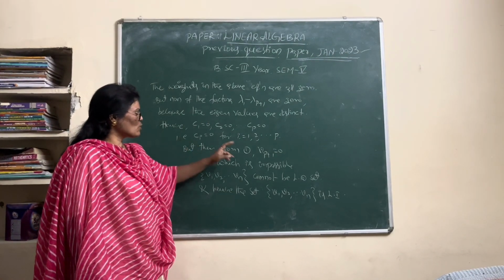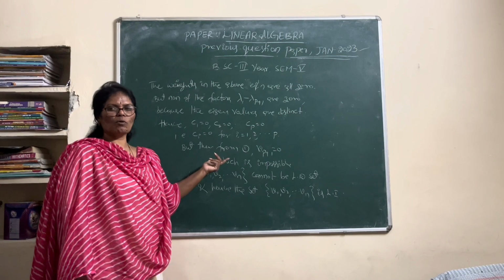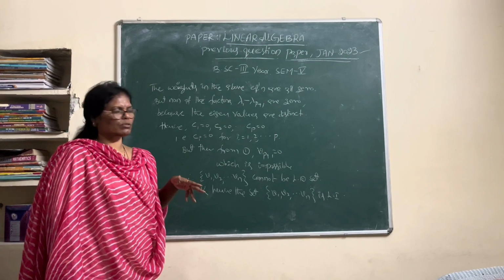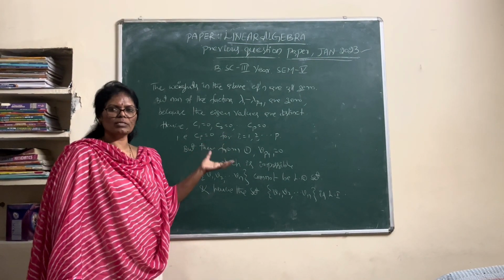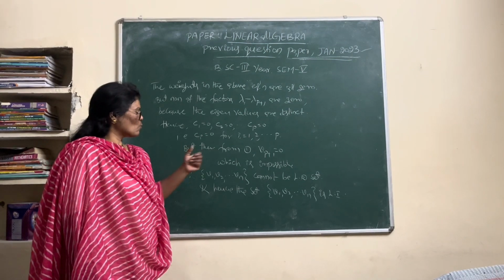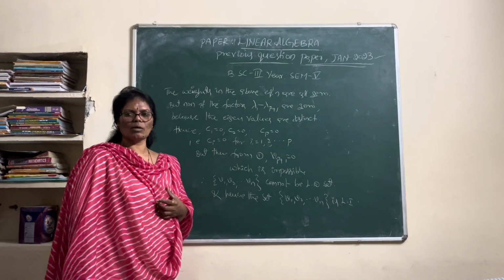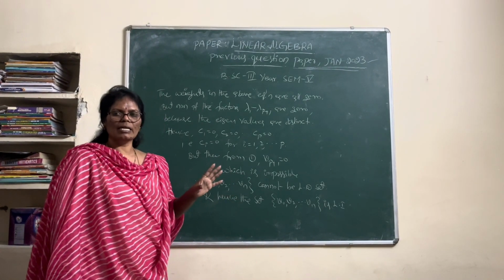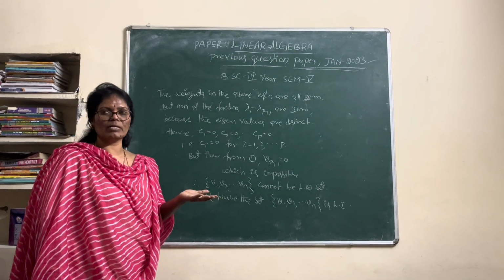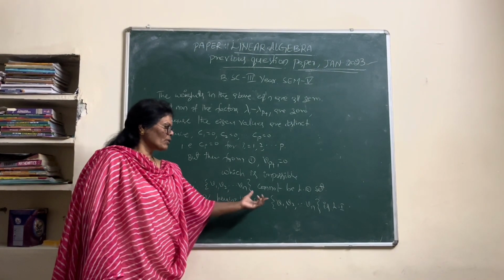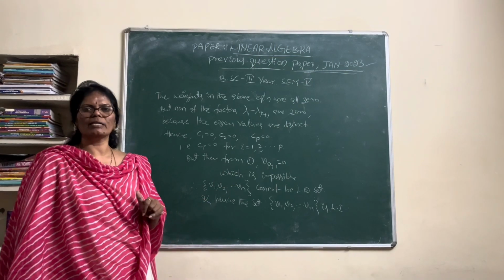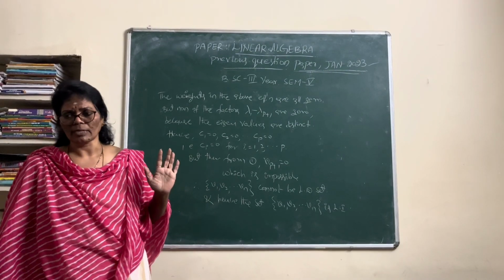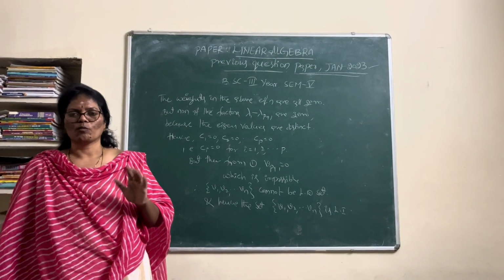But from equation 1, Vp+1 equals 0, which is impossible, because an eigenvector must be nonzero. This is absurd. Therefore the given set is not a linearly dependent set. It must be that V1 to Vn is a linearly independent set. This is a very important theorem, so note it. Thank you so much for watching my video.